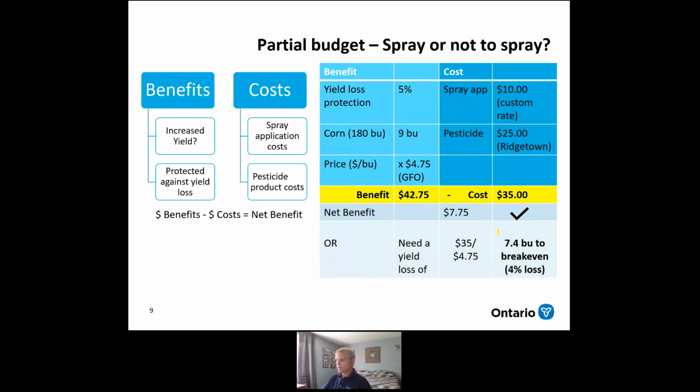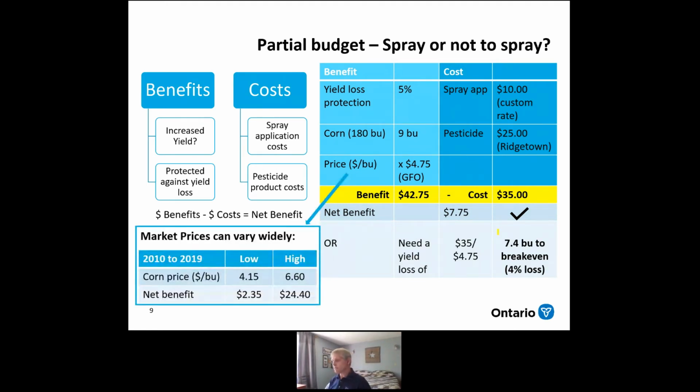One of the big factors in this, of course, is that market price. That's the one that in this whole scenario probably fluctuates the most and has the most variability. So just as an example, I had a look at the average annual prices for the last 10 years, a low of 415 and a high of 660. And even within a year, you're going to have even more variability than that. These are the average annual prices. So you see on the low side, the net benefit is 235. So it's getting close to break even at that 415, but at 660, you get a net benefit of 24.